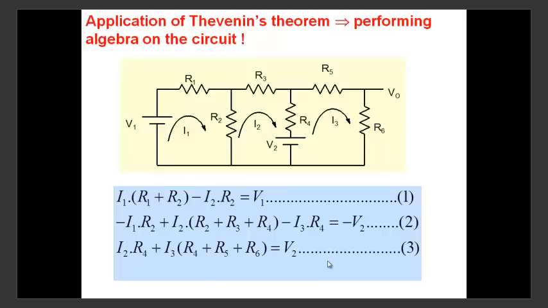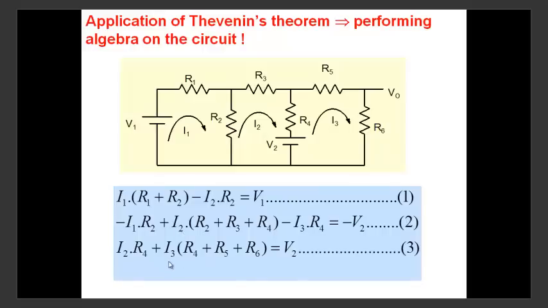What would you do? Well, multiple ways. I could say, well, I have three variables, I1, I2, I3. Let me eliminate I1, right? Let me eliminate I1 from my set of equations. If I do that, what will I end up with? I'll end up with two equations in terms of I2 and I3.